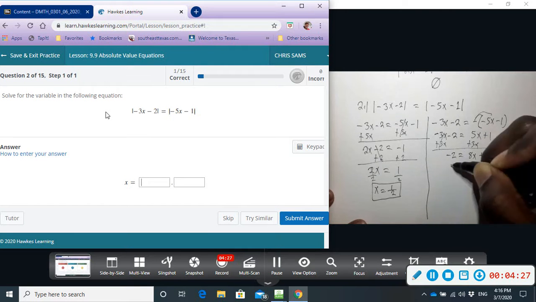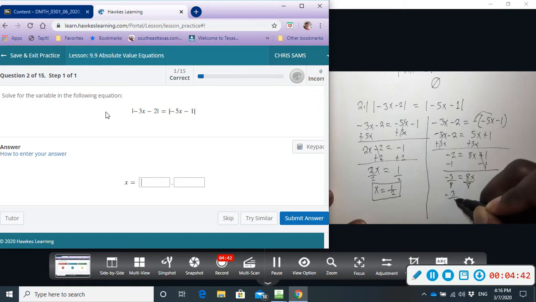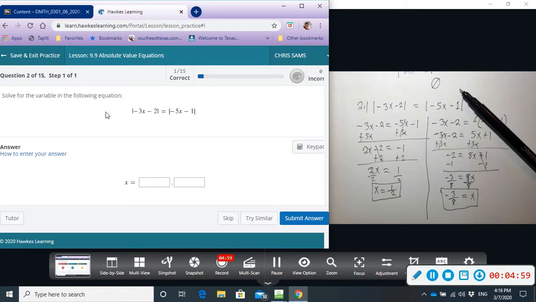And then subtract 1 to get rid of it. And then we get negative 3 equals 8x. And then we will divide by 8. And we get negative 3 over 8 equals x. So these are our two answers. They're not going to be the same. They're not going to be the same sign even. But as long as you do the process correctly, you come out with two answers. So we get positive a half, and we get negative 3/8.